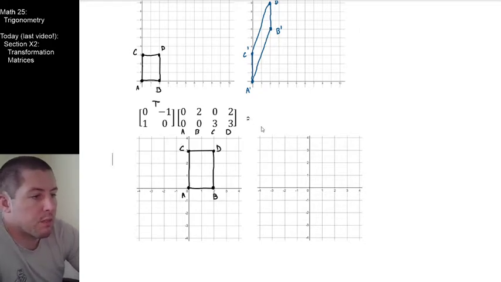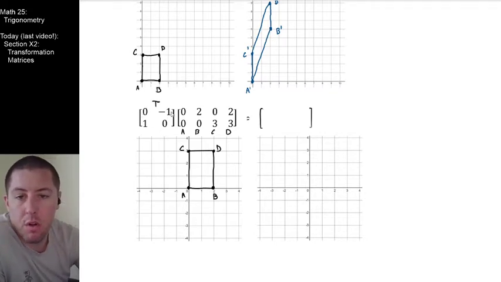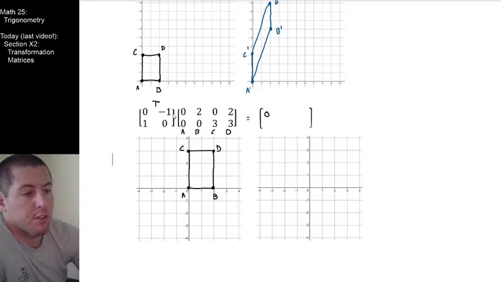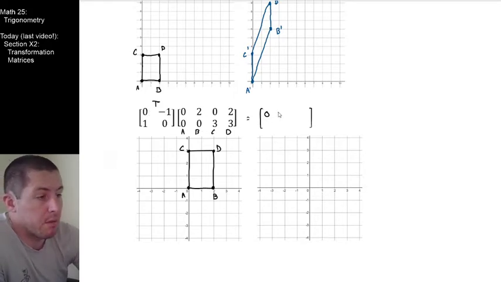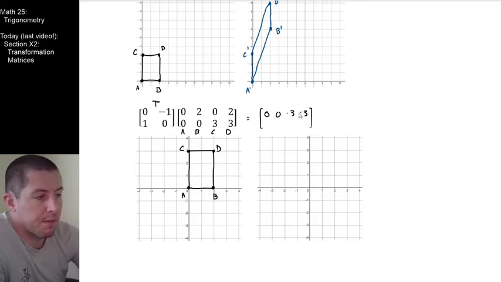Let's do the matrix multiplication. And again, you should probably be making sure that you can do all these on your own, and will be expected to. So let's go ahead and do it. First row dotted with the first column. Well, that's 0, so we're going to get a 0. First row, second column: 0 times 2 is 0. Negative 1 times 0, 0 again. First row, third column: 0 times 0 is 0. Negative 1 times 3 is negative 3. First row, fourth column: 0 times 2 is 0. Negative 1 times 3 is negative 3, so we're getting a negative 3.